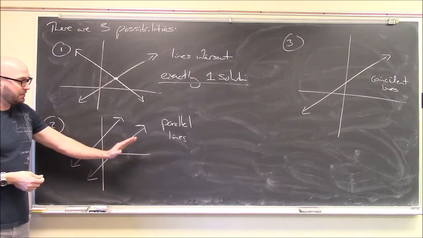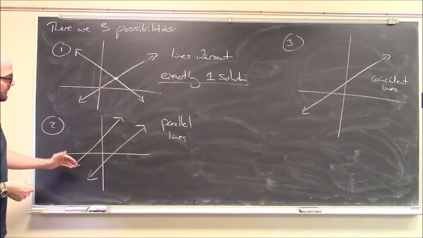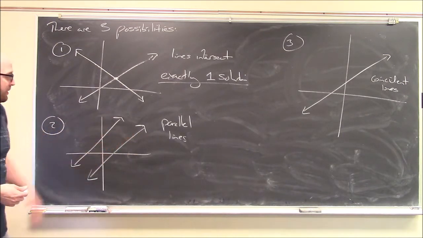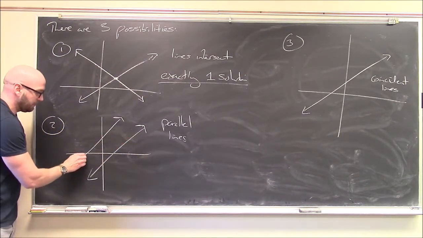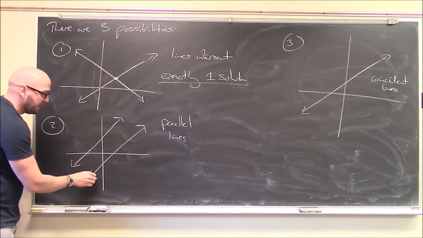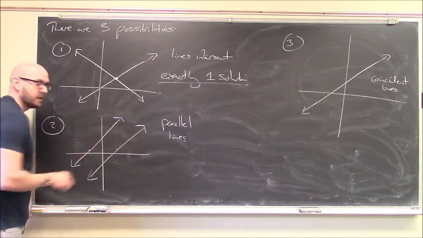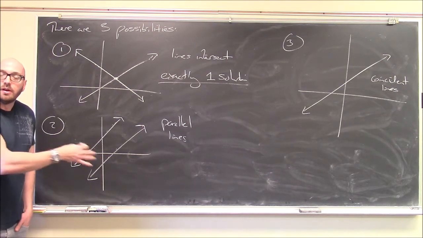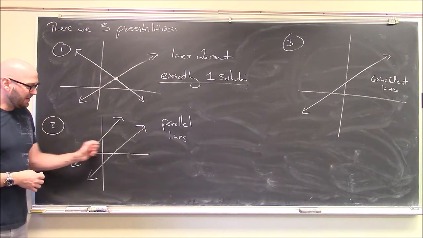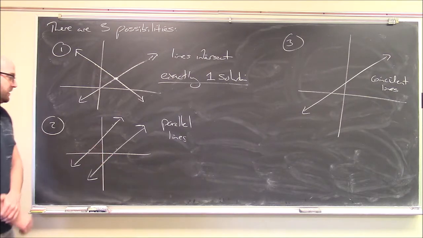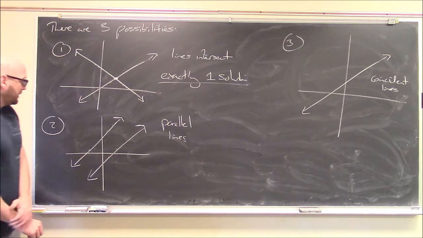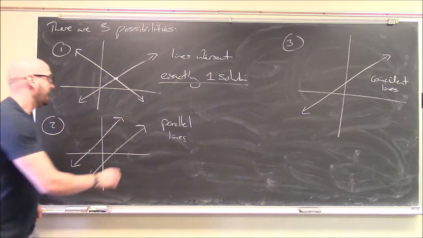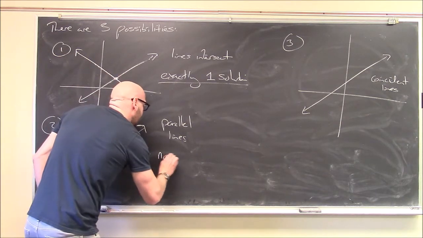You could graph both equations, and you'll find that they actually represent parallel lines. So every point on the first line is a solution to the first equation, every point on the second line is a solution to the second equation. If they never intersect, then there's nowhere where you ever have a solution to both equations simultaneously. So this can happen too. They represent parallel lines, and in this case you have no solutions.